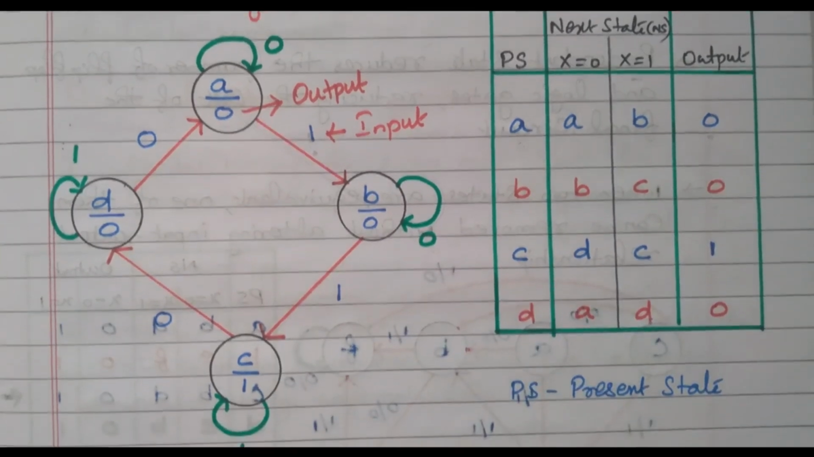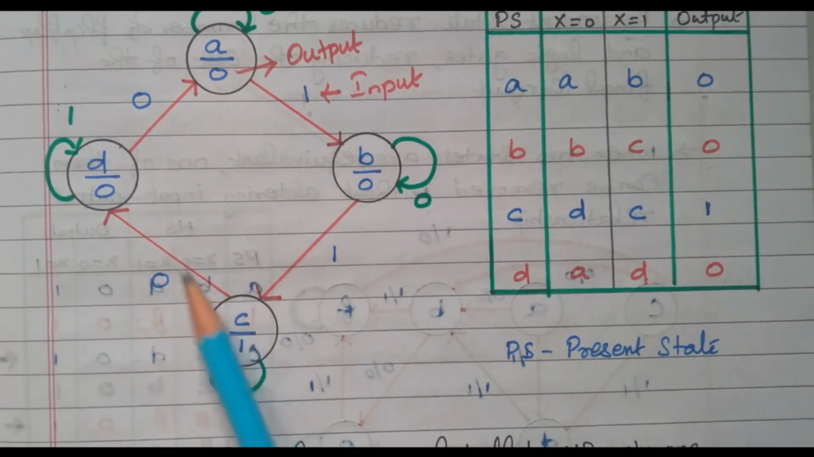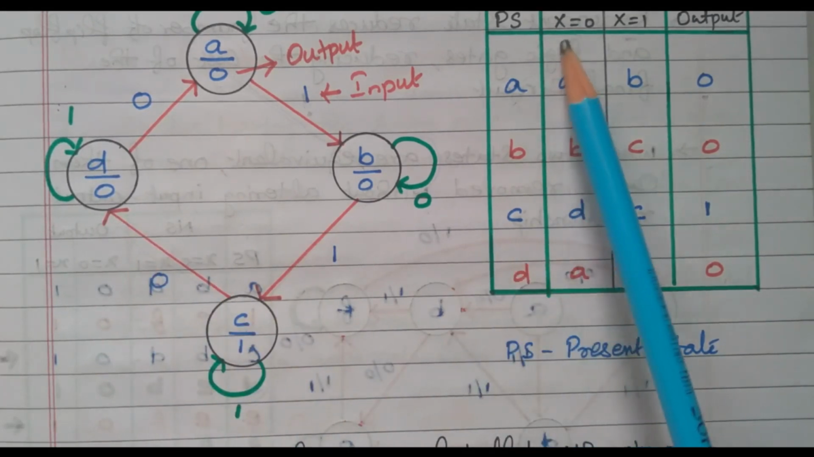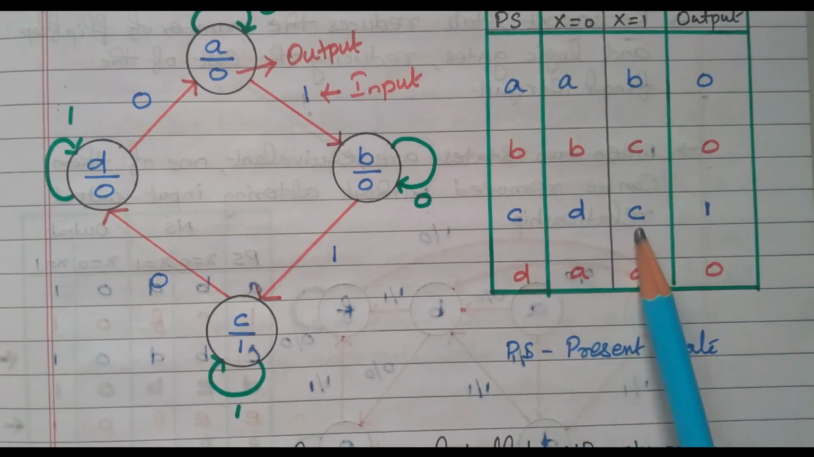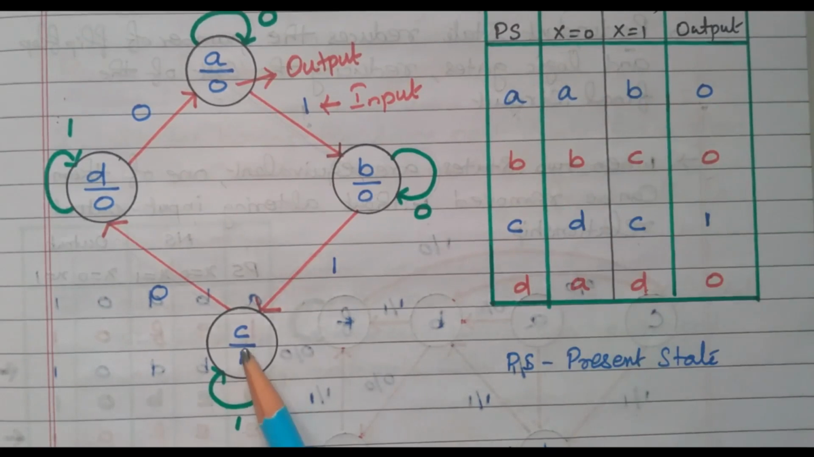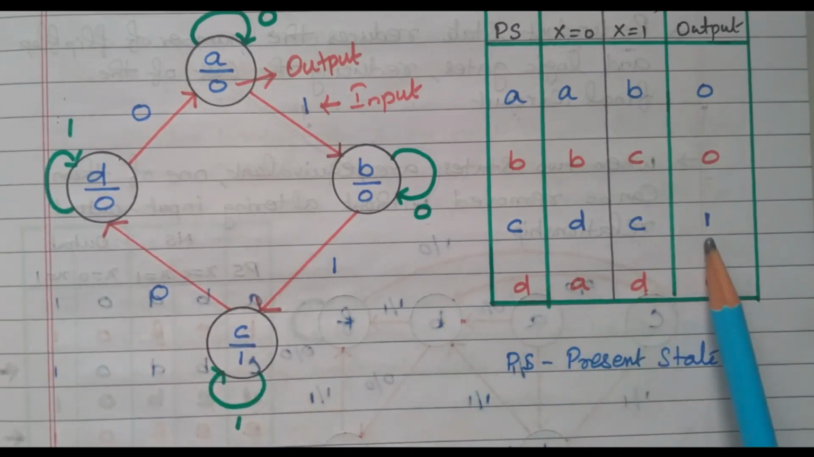Now, we will go to the third state C. When x equal to 1, C goes to C itself. When x equal to 0, C goes to D. C goes to C itself when x equal to 1, C goes to D when x equal to 0, and in both cases the output is 1. So, that is the third state.